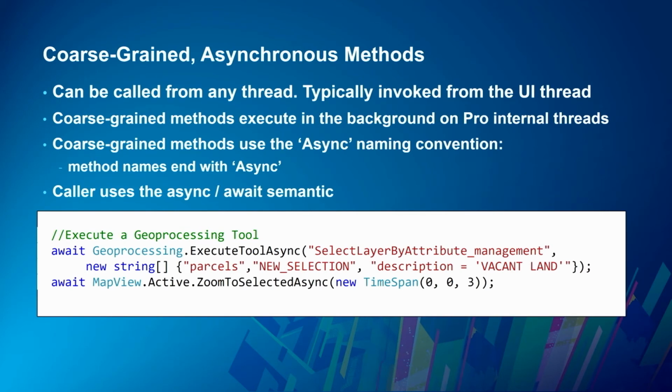So I'm going to say, go into my parcels. I want to have a new selection. The where clause is description vacant land. And I want to execute that asynchronously, so I don't want to have my UI blocked. I'm going to use the asynchronous function. Now you can see in the next line, I say zoom to the selected set asynchronously.